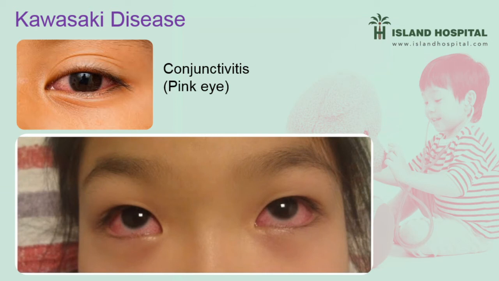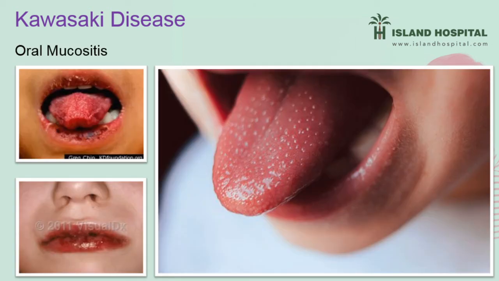So this is what we mean by conjunctivitis in Kawasaki disease. If you look at the eyes, you can see that the whites of the eyes are a bit red. They are inflamed. And the conjunctivitis in Kawasaki disease is different from the common viral conjunctivitis because you don't get a discharge. In the common red eyes that you see, usually you see a lot of yellowish discharge, a lot of tearing. But in Kawasaki disease, it is non-purulent. You don't see any pus.